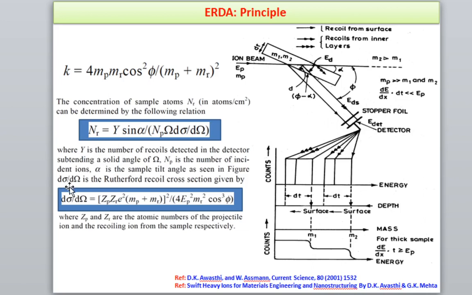And if you see here, the scattering cross section depends upon the energy of the projectile. If the energy of the projectile is very large, then the scattering cross section will be very less. In the case of ERDA, sometimes high energy of the order of MeV can be used, but in the case of RBS one cannot use MeV energy. In ERDA, if you use MeV energy, the scattering cross section will be very less, then the number of recoils will be very less. That is why you need a very sensitive detector to detect the recoil atoms.